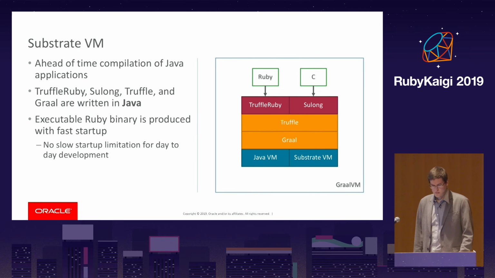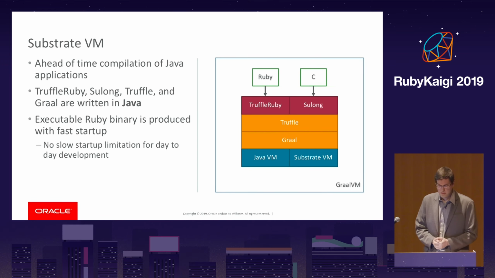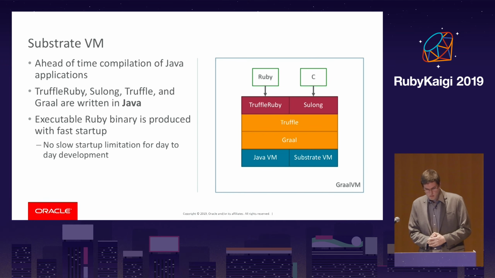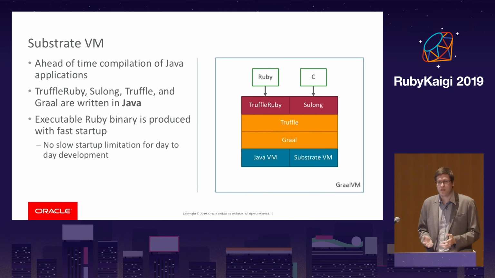We also have a little bit different VM, the Substrate VM, whose tooling allows you to compile Java applications ahead of time. For us, that means that because Truffle, Graal, the TruffleRuby implementation, and Sulong, which is the LLVM interpreter, are all written in Java, we can take all of this and compile it into one executable which can then evaluate Ruby. And this gives us no slow startup limitations.